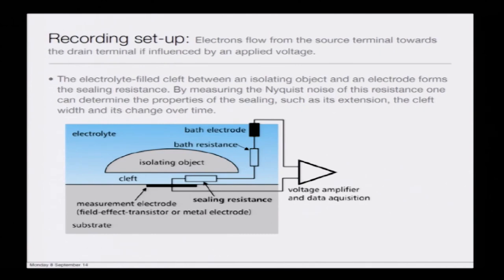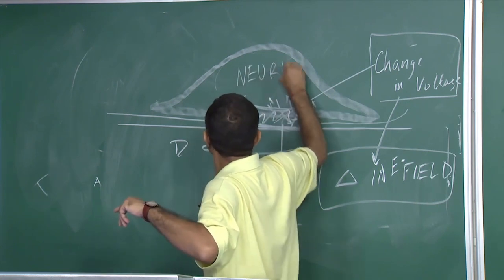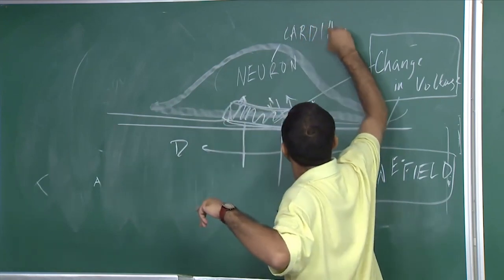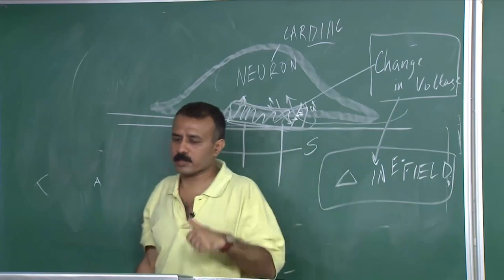Electron flows from the source and drain terminal if influenced by an applied voltage. The influence is coming from this neuron, or it could be anything. It could be a cardiac cell, but it has to be an excitable cell which is continuously changing its voltage, its extracellular voltage.